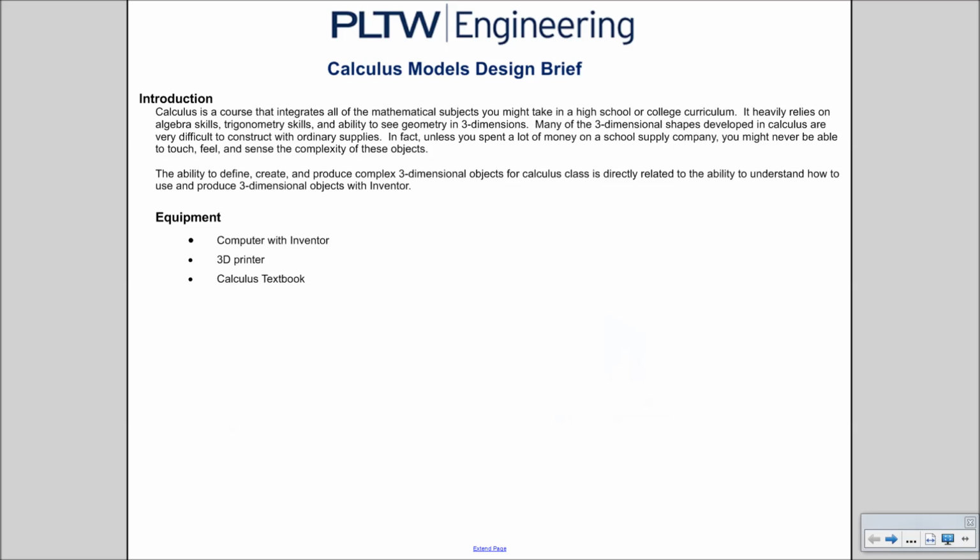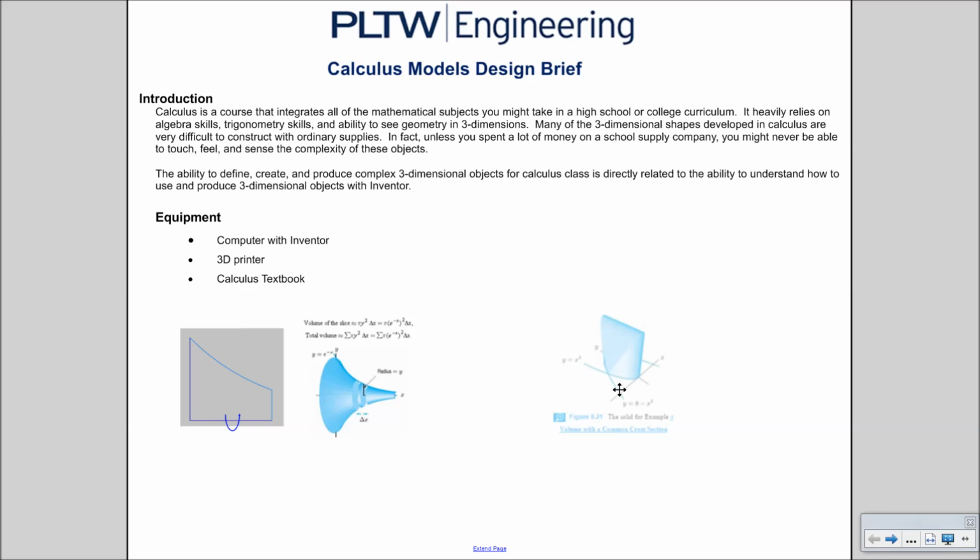In this lesson, we're going to use a design brief to solve a problem that your calculus teacher has presented you. A major concept in calculus is creating a volume by revolving a known cross-sectional area around a specific axis or by adding cross-sections of known geometric shapes. These problems are illustrated in textbooks, which can only be presented on a two-dimensional surface. It is often difficult for students to actually understand the volume created, even with illustrations.